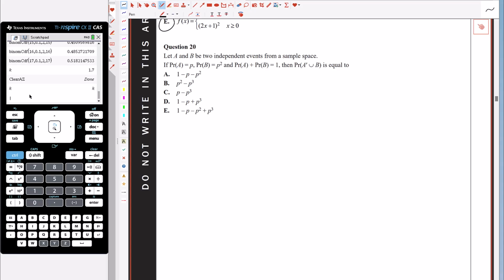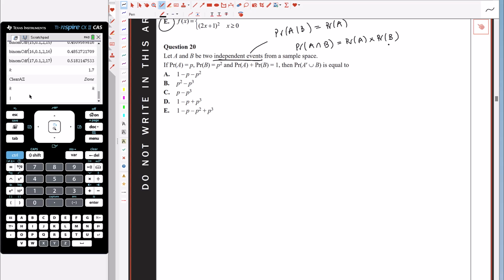Okay, question 20, the last of the multiple choice. Let A and B be 2 independent events. Okay, so independence, we need to know what that means. If events are independent, probability of A given B is just the probability of A. The fact that B happened doesn't matter at all. We also know we can manipulate that to find the probability of A intersection B is the same as the probability of A times the probability of B. Okay, so we need to know that those are properties of independent events. They're going to be required.